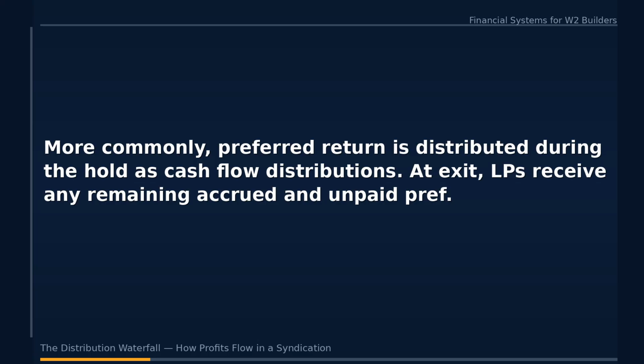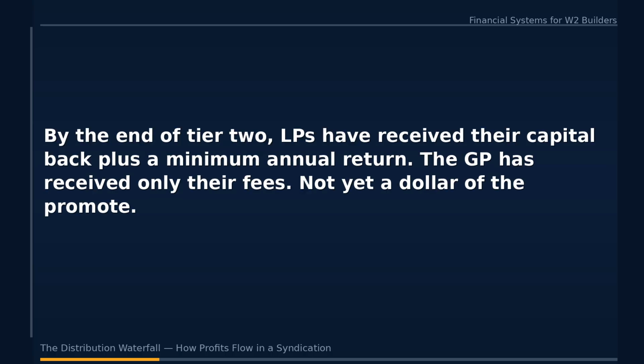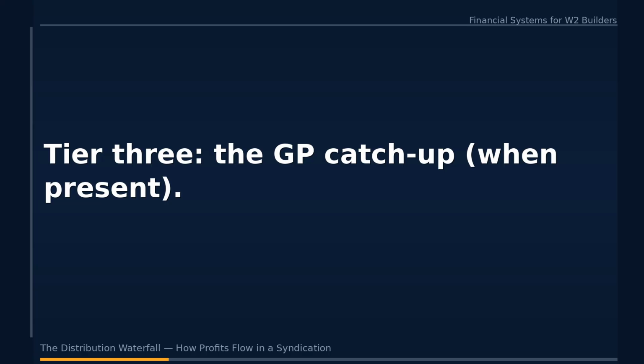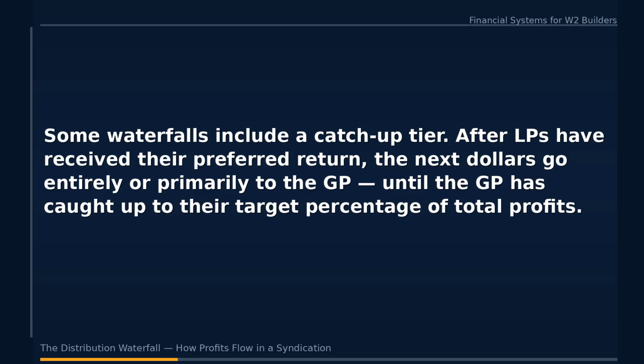Tier 3, the GP catch-up, when present. Some waterfalls include a catch-up tier. After LPs have received their preferred return, the next dollars go entirely or primarily to the GP, until the GP has caught up to their target percentage of total profits. Example: an 8% pref with a 70/30 split and a 100% GP catch-up. In Tier 3, all profits go to the GP until the GP has received 30% of what LPs received in their preferred return, then both parties share in Tier 4.